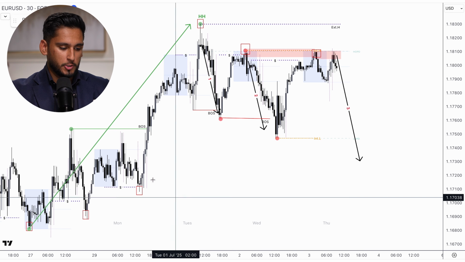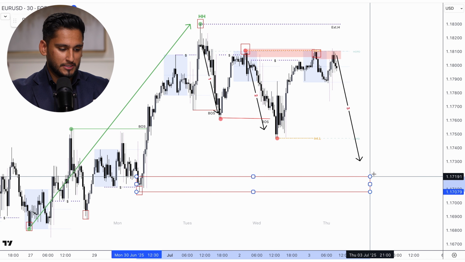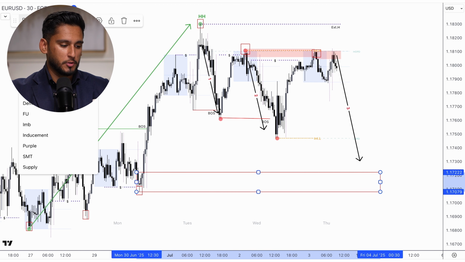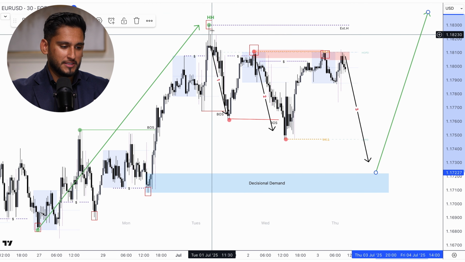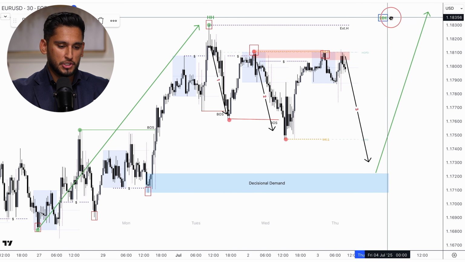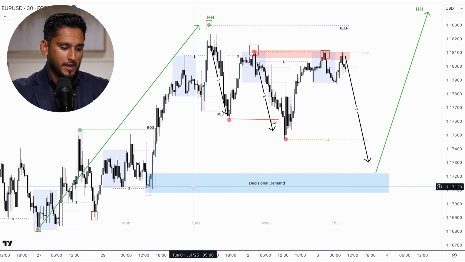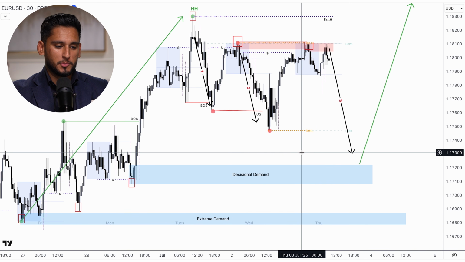And where will it be to? It will be to a decisional demand. A decisional demand will be our efficiency of the pullback, because we know we can have a new impulse from here. And why is that important? Because we know from that decisional demand, we can now have a bullish impulse with the trend to form a higher high. So now we're getting the exact framework we spoke about.